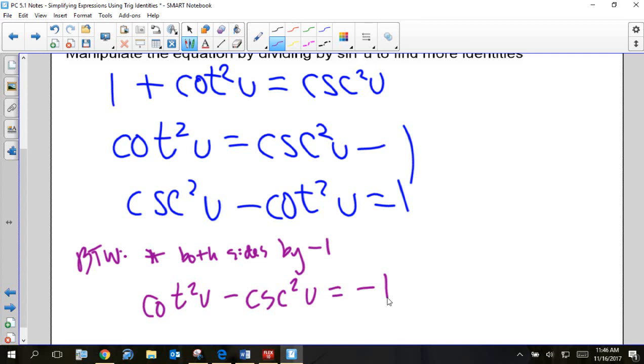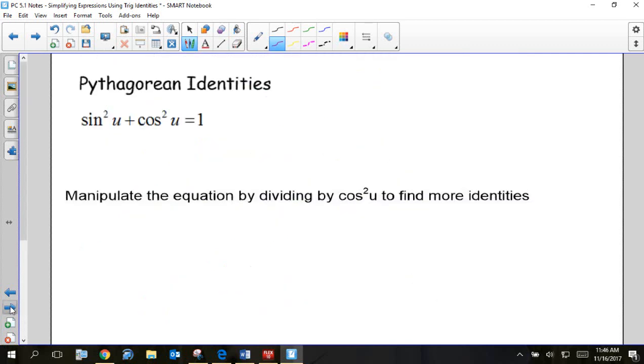Okay, so this would be something that could come up at some point. You just have to see that all the signs are switched. Okay, last one before lunch is now we're going to divide everything by cosine squared u, right? The 3rd column. So we're going to write sine squared u plus cosine squared u equals 1, then divide everything by cosine squared u.